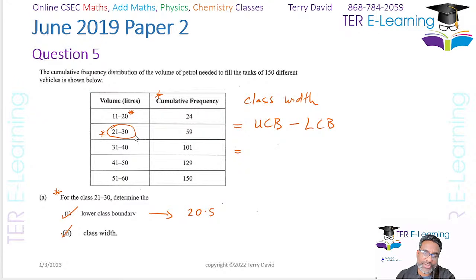So your upper class boundary in this case is actually 30.5, and your lower class boundary is actually 20.5 for that particular interval. When I subtract, 30.5 minus 20.5, I'm going to get 10 as my answer. The answer is not 9. Some students will actually put 9 as the answer, so be careful. So that's your class width. Class width is 10. And if you want units, in this case it's liters.